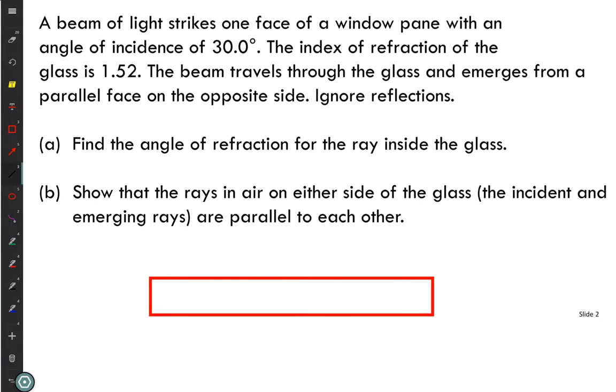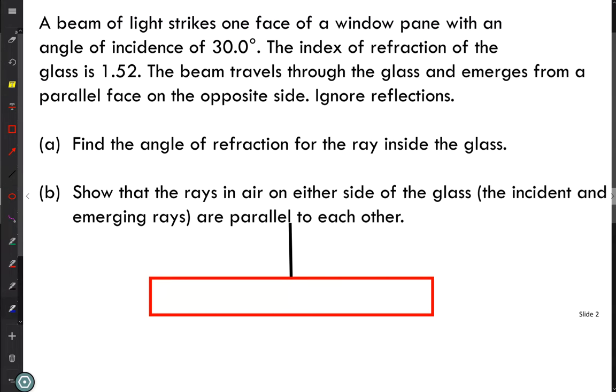What direction is the light coming from? Okay, it's coming from top down, but what angle from where? 30 degrees from the normal. It's really important that we get that from the normal. So my light is coming in. I've got to use a different angle to have any hope of getting a straight line.